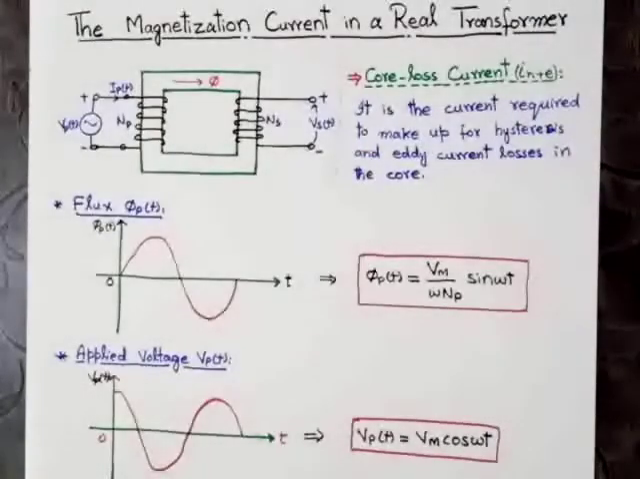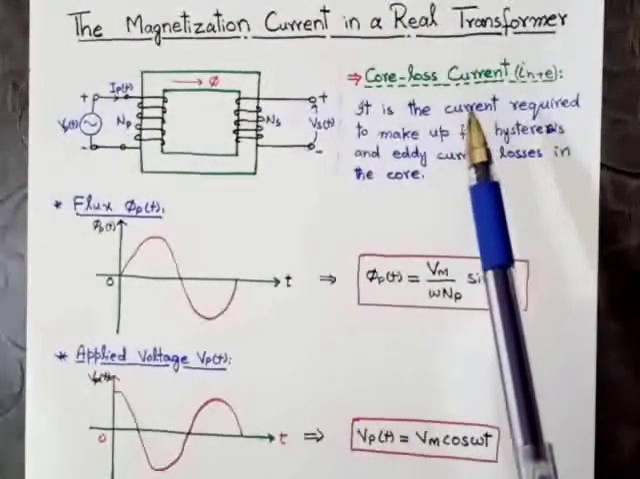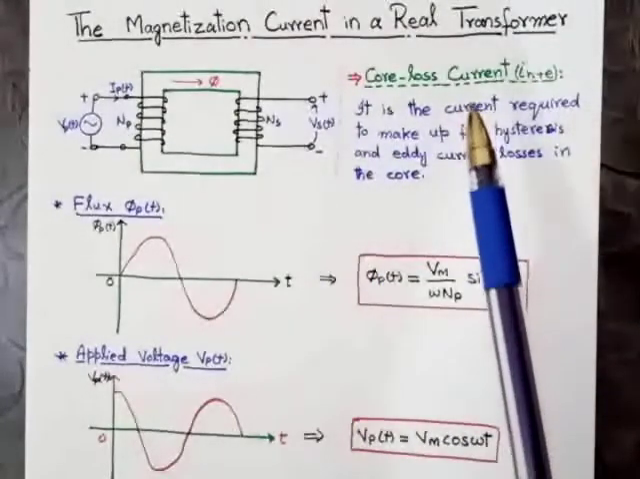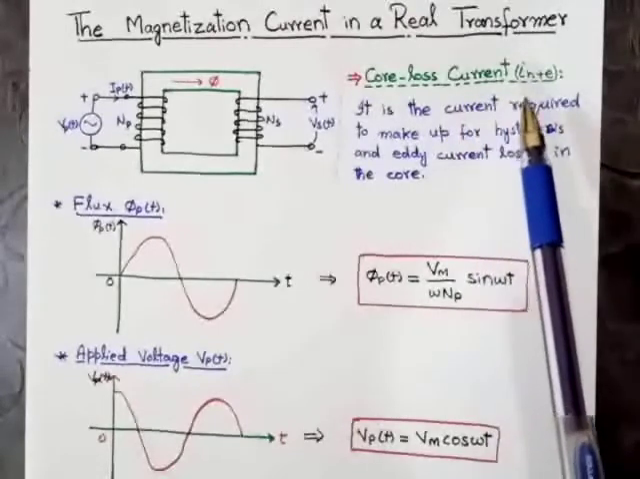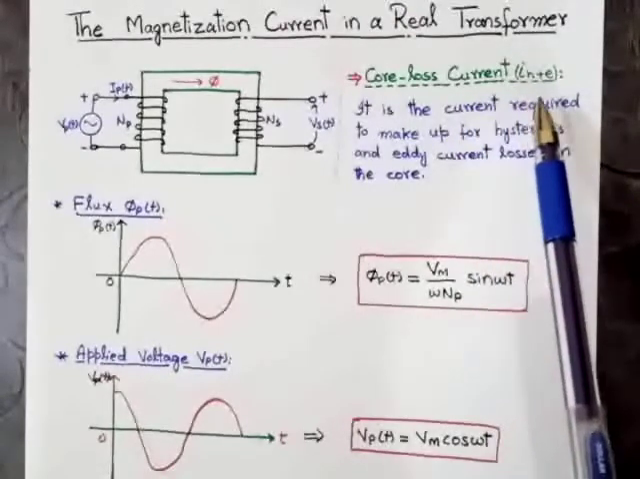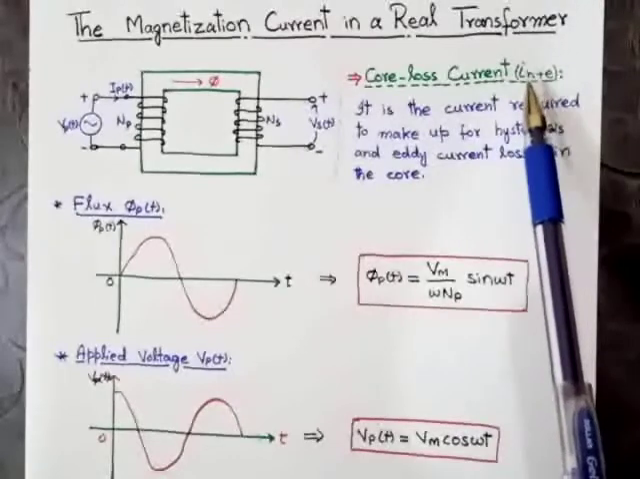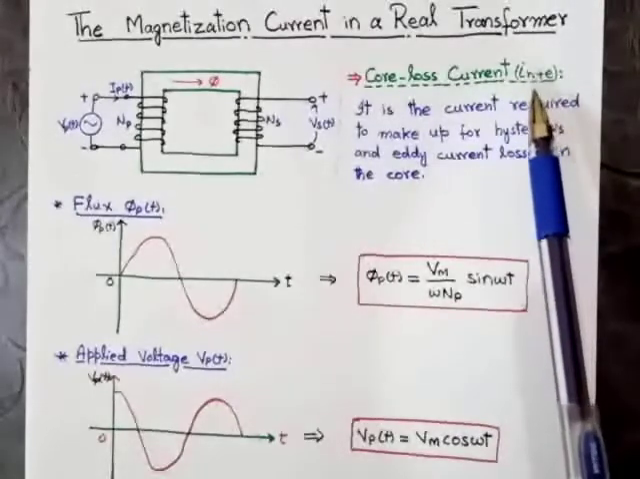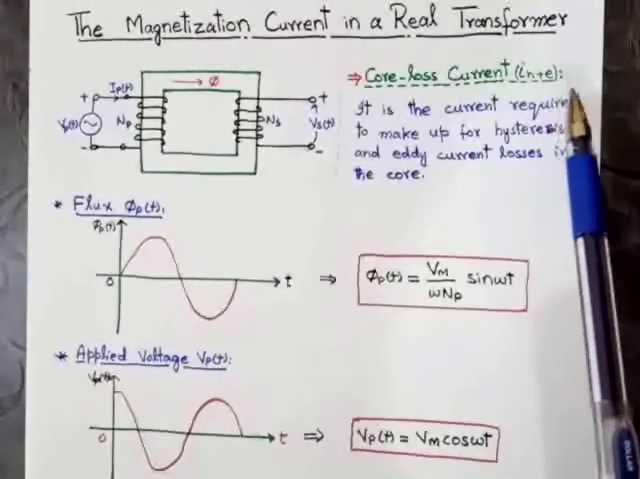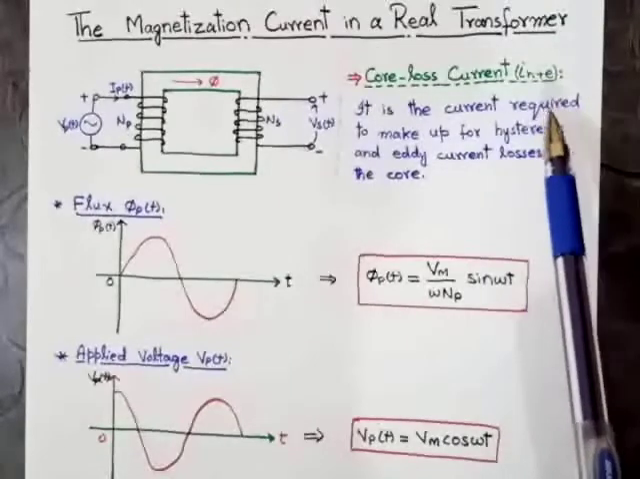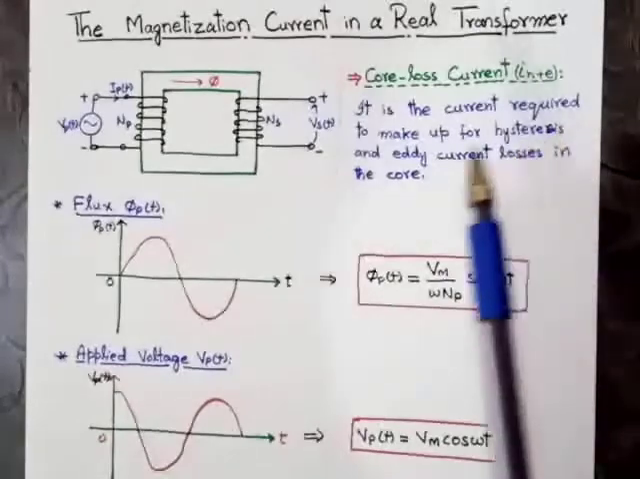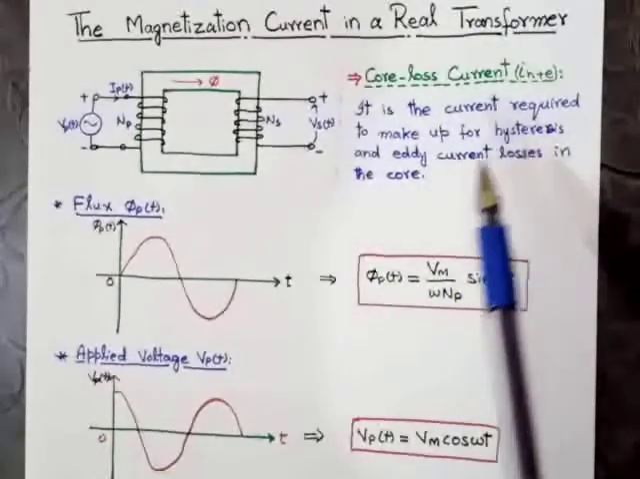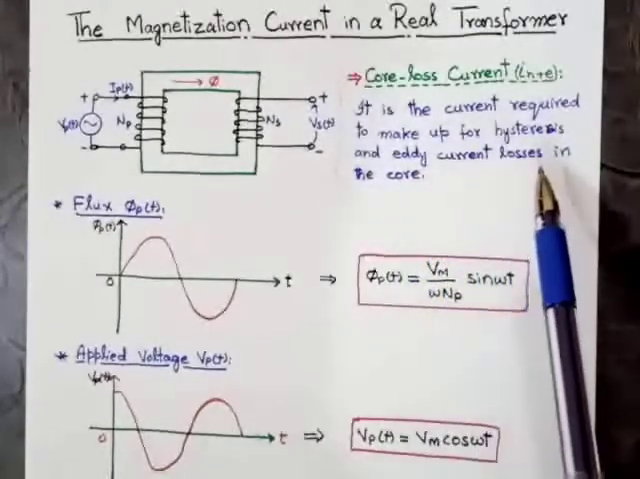Now we will discuss the other component of the no load current. The other component is the core loss current. We represent the core loss current with IH+E. H means hysteresis and E means eddy current. As we have already discussed, it is the current required to make up for hysteresis and eddy current losses in the core.